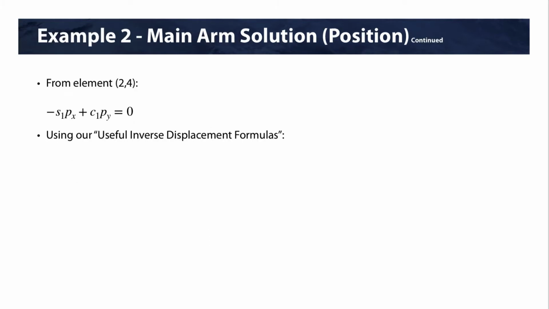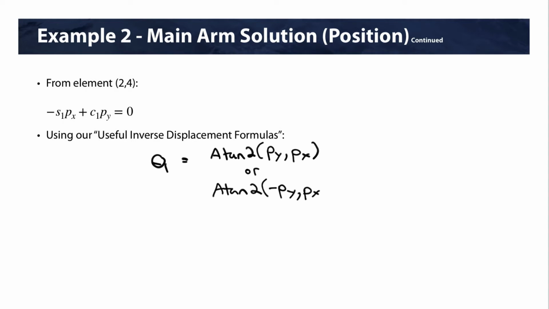So let's jump back. Using our useful inverse displacement formulas, we know that theta 1 can equal atan2(py, px), or it can equal atan2(minus py, minus px). And remember, atan2 is a quadrant corrected arctangent function. So you should make a note, 2 solutions exist for theta 1.